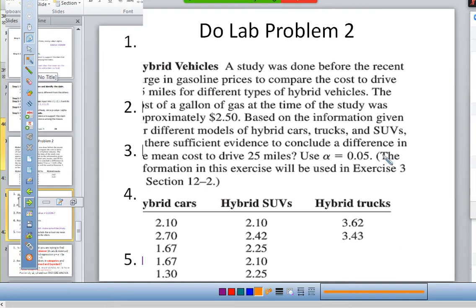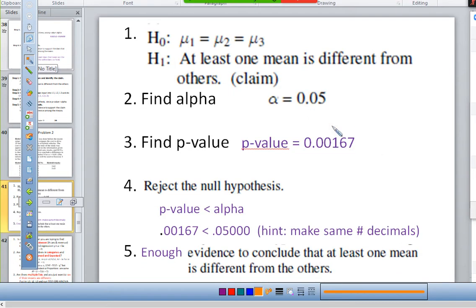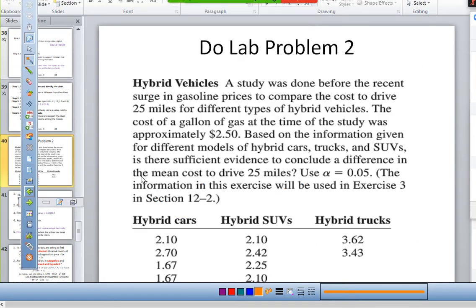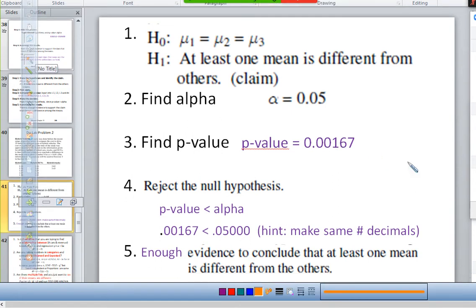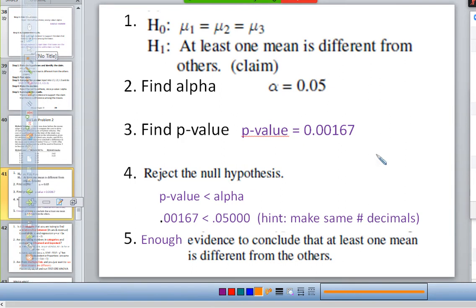Here's lab problem 2. So we have our H naught, which is mu1 equals mu2 equals mu3, and H1 is at least one mean differs. And that was our claim in this case, I guess, because they're saying to conclude a difference. All right, so in this case, H1 was my claim. But again, on the exam, I'm going to make H naught your claim, so don't worry about that. Alpha is 0.05. My p-value, so you put it in, you got a p-value of 0.00167.